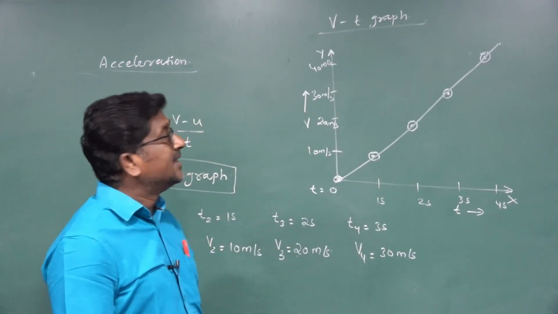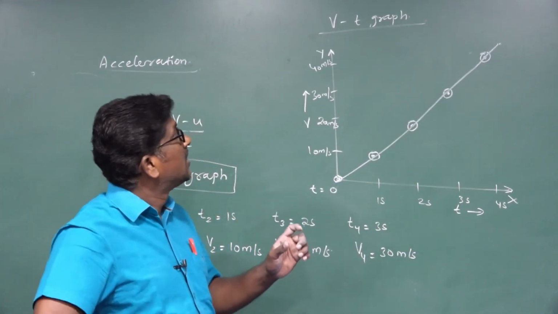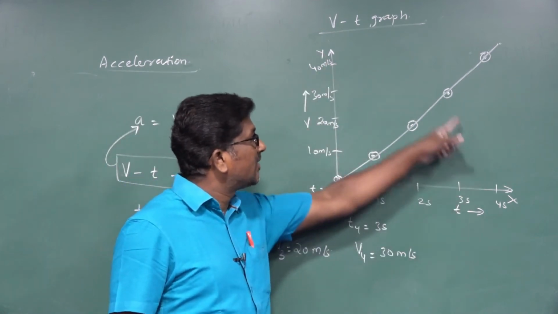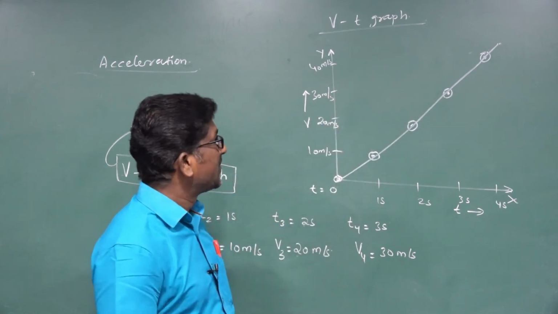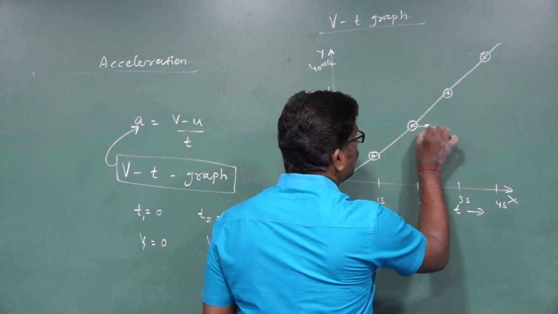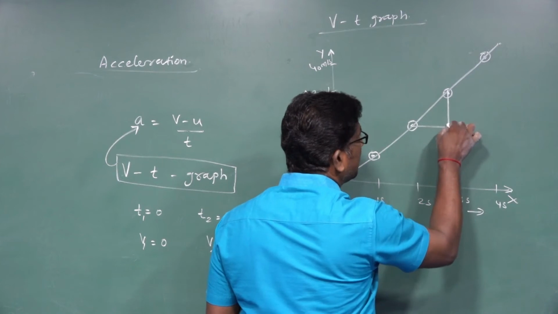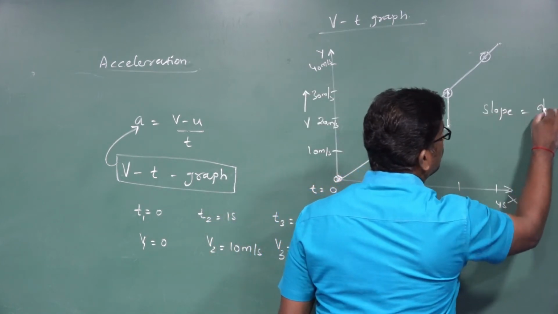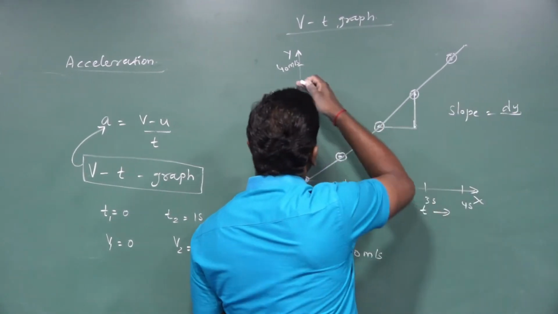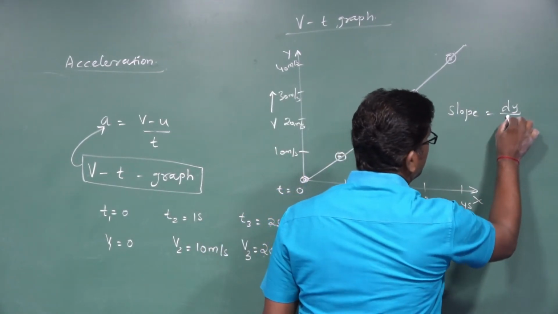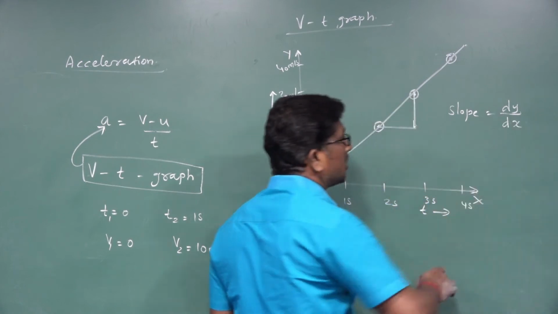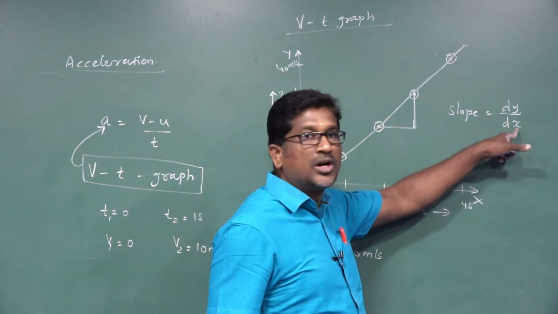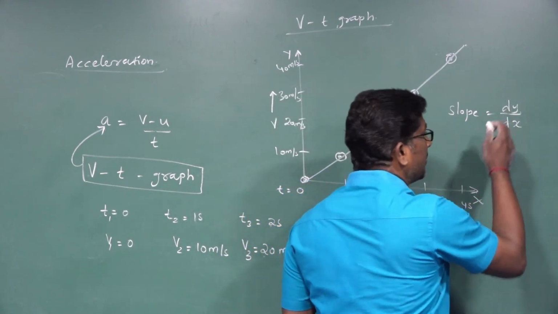Vt graph. In the case of accelerated motion, I mean uniform accelerated motion, the nature of the graph can be happening like this, right? Okay, now take a slope in this graph, I mean the VT graph. We know that the slope is equal to the change in quantity in the y-axis divided by the change in quantity in the x-axis. That is dy divided by dx.